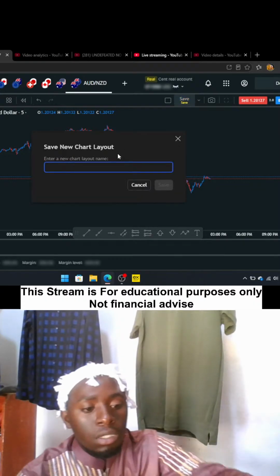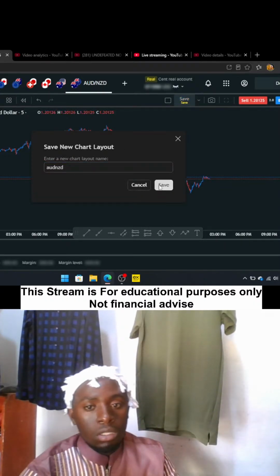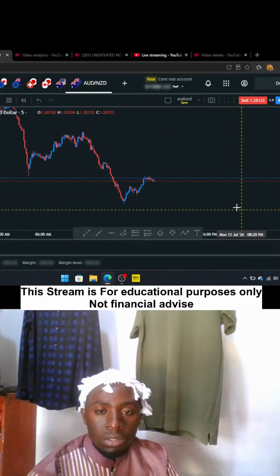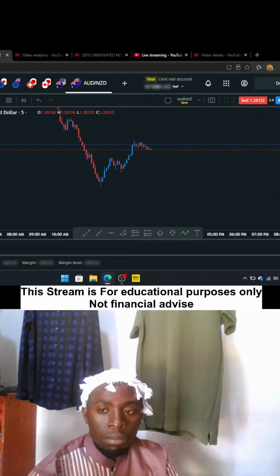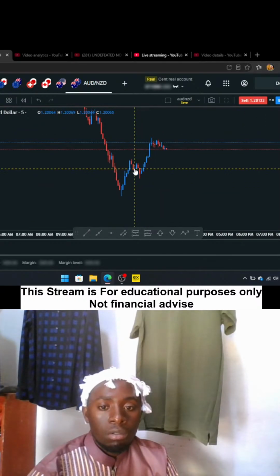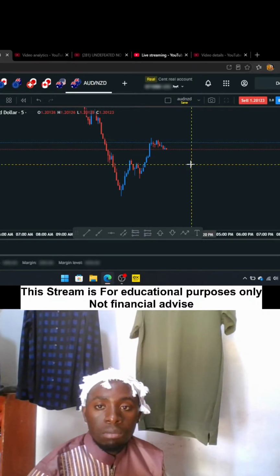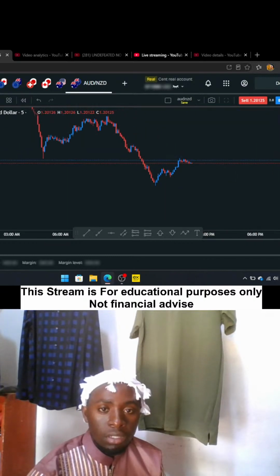AUD Nasdaq right there. Actually, I'll be changing the colors of these pairs when I'm about to trade that pair, because it's becoming a bit tiresome. Changing the color of every pair. Hectic and tiresome, man.